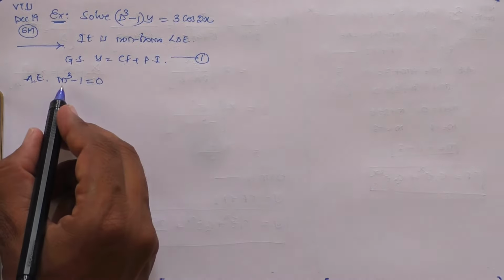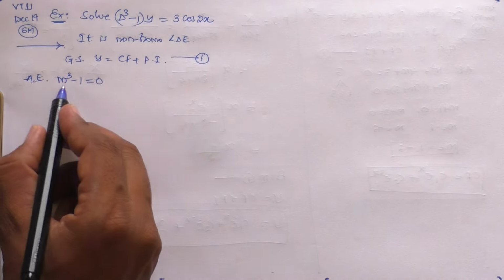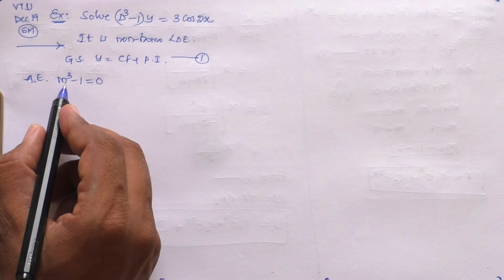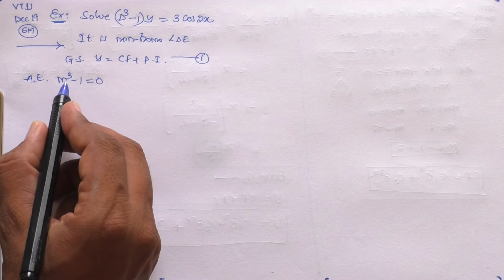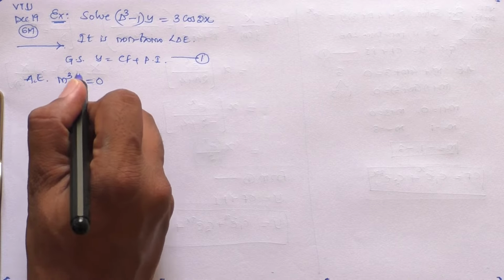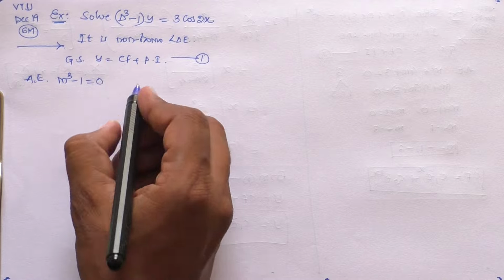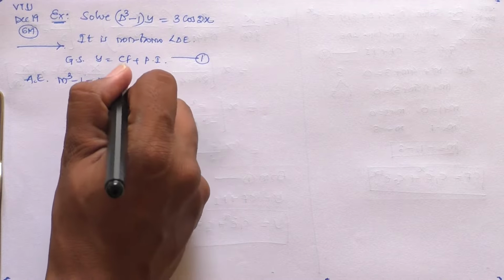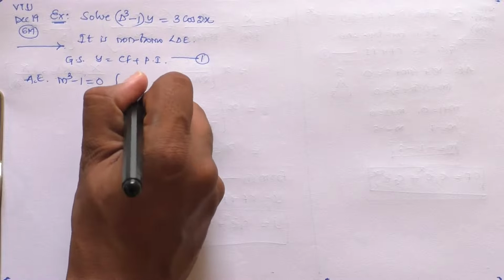Now we have to find the m values from this. A cubic equation has 3 roots by the fundamental theorem of algebra. So all roots you need to find out. If you look at this, m cube minus 1, it is of the form m cube minus a cube, so 1 cube form. There is an algebraic result for a cube minus b cube.